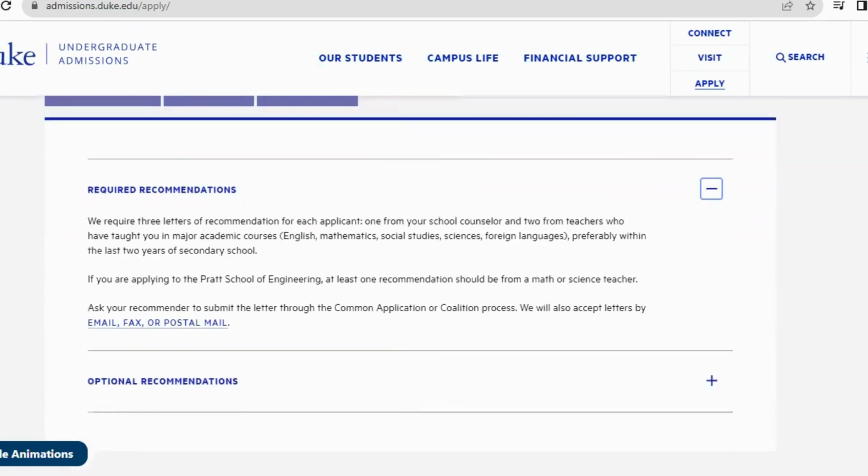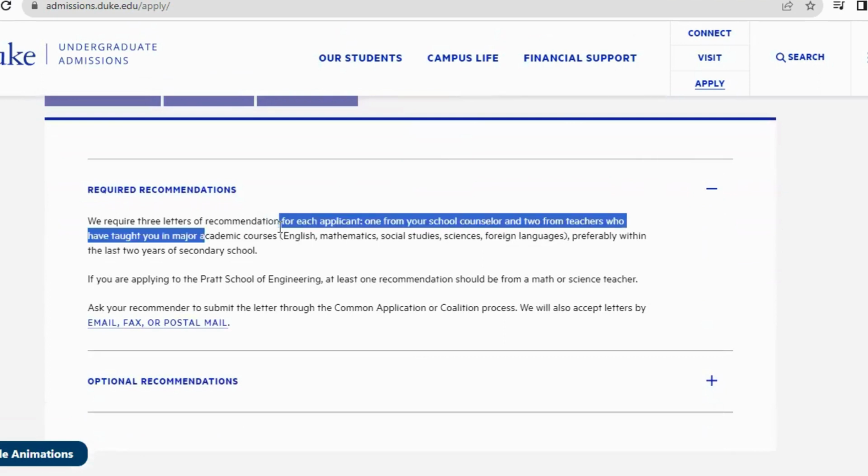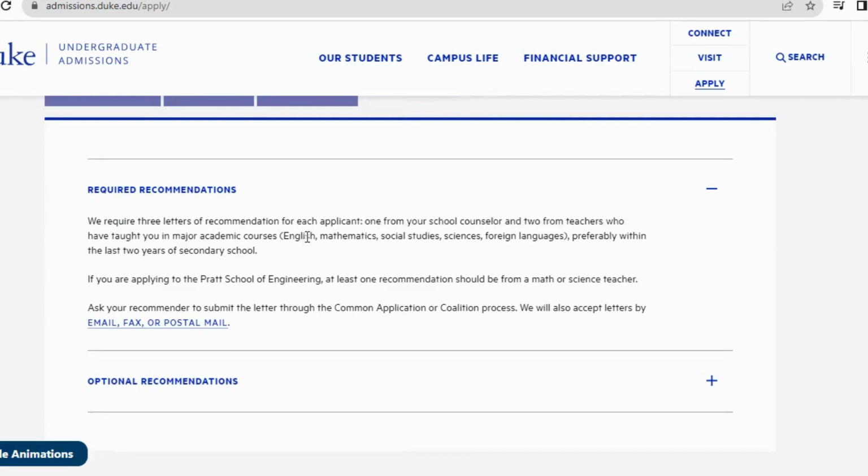You require 3 letters of recommendation for each applicant, 1 from your school counselor and 2 from teachers who have taught you in major academic courses such as English, mathematics, social studies, sciences, foreign languages, preferably within the last 2 years of your secondary school. So yes, this is for undergraduate students who intend to study at this university in the US.